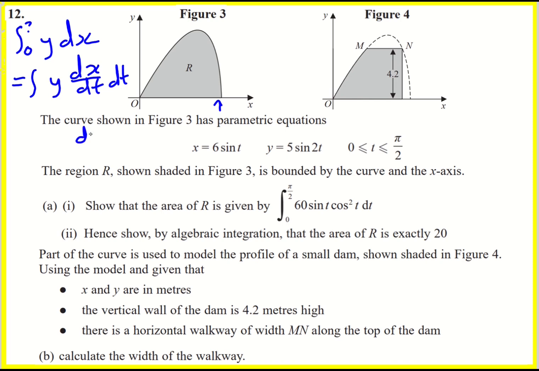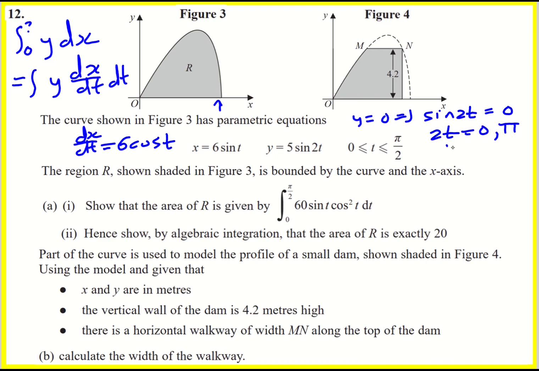So we've got y, we've got x. I'm going to need to work out dx by dt. That's just going to be 6 cos t. And then the only thing I now need are the limits. So this is going to be when y is equal to 0. So y is equal to 0 implies sine 2t is equal to 0. So inverse sine is 0 or pi. Therefore t is 0 or pi over 2. We had the domain here, but we just need to check that t is pi over 2 is the final value.